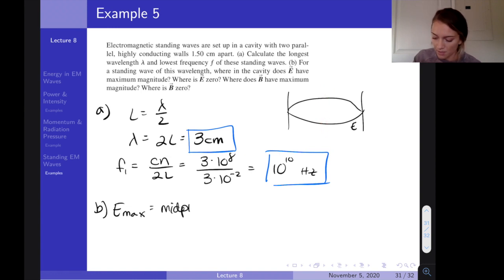So the midpoint. Where does it have its 0? So E is equal to 0 at obviously the endpoints here because we said those are nodes. So I'll say at endpoints.